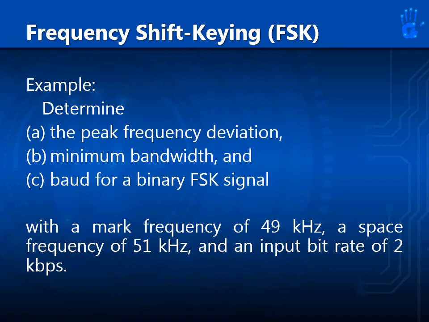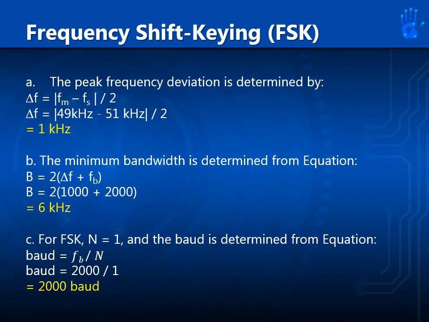Now, first, let's solve for the peak frequency deviation. The peak frequency deviation is determined by the equation delta f equals f sub m minus f sub s divided by 2. So we have 49 kHz minus 51 kHz, which is equal to 2 kHz divided by 2. So delta f, or the frequency deviation, is equal to 1 kHz.